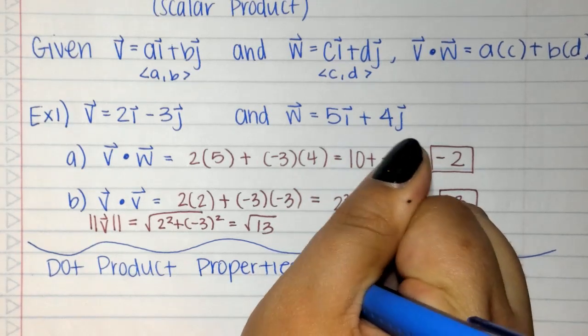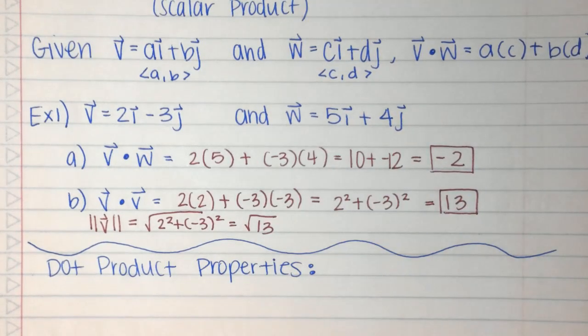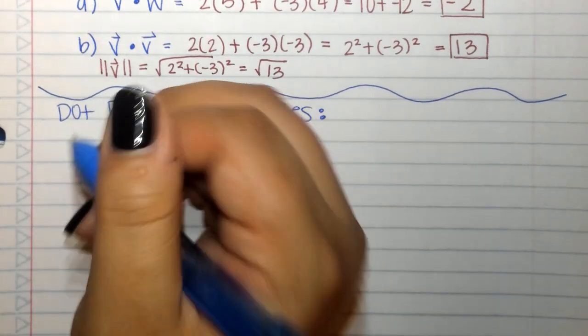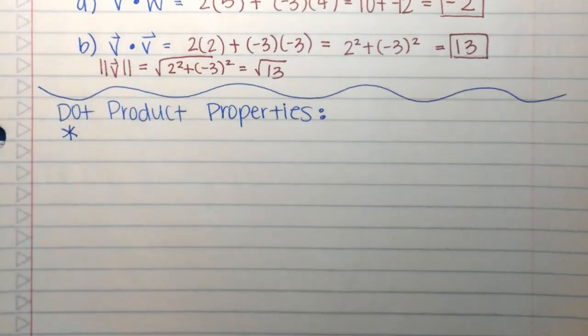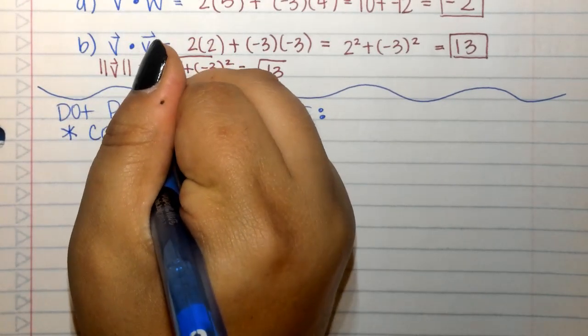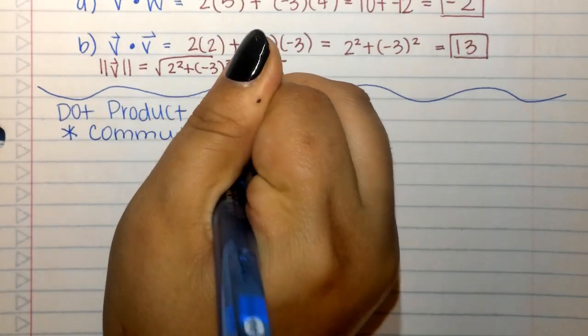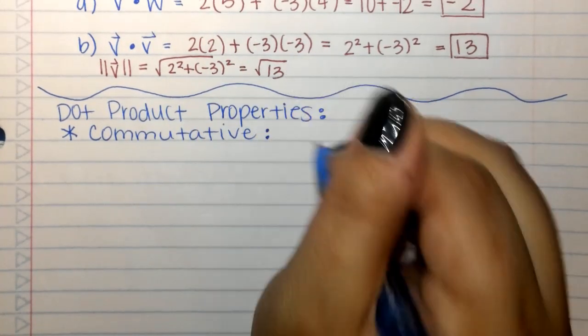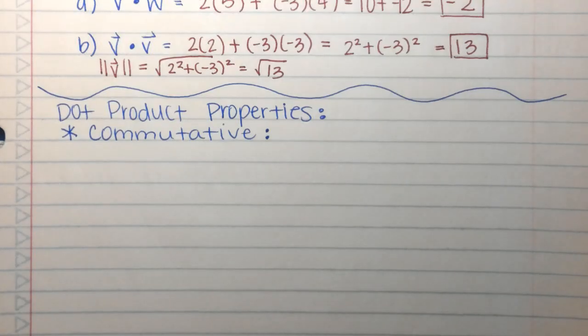Now some properties of dot products. There are 4 of them I want you to know. The first one is that it is commutative. You learned this word in geometry. Does anybody remember what commutative is? You learned it during proofs.